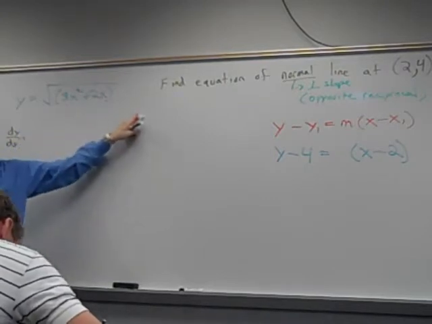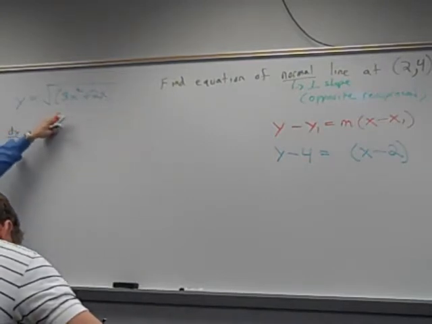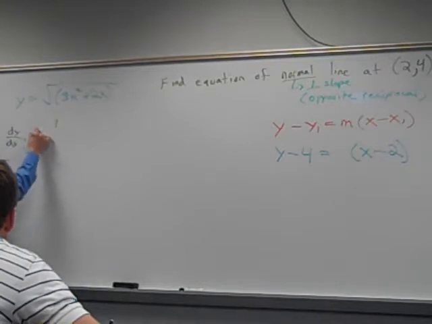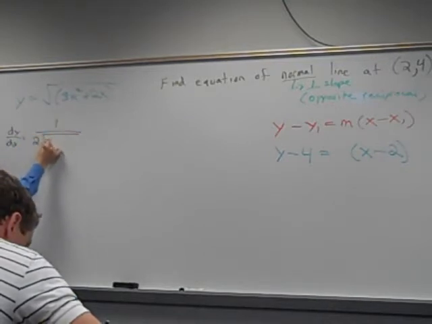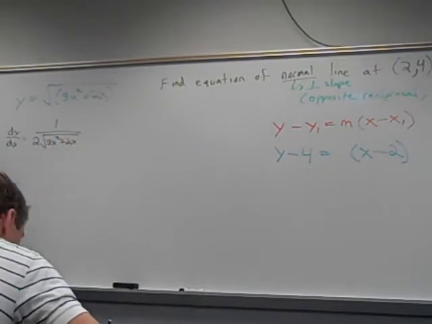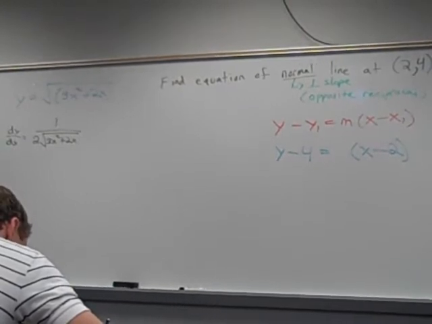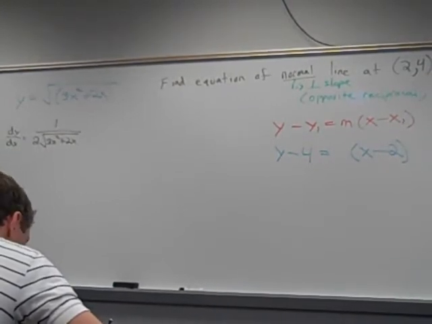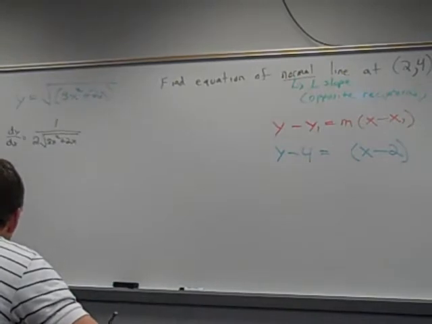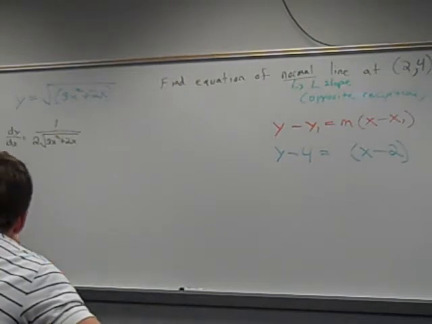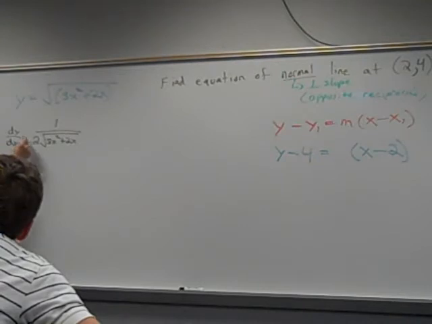So I need to use the chain rule. The derivative of the square root is 1/2 times... right, so it's 1 all over 2 times the square root of the inside. Well, we can use the power rule, right? I think of this as 3x squared plus 2x to the 1/2. That turns into 1/2 times 3x squared plus 2x to the negative 1/2. And that goes here, okay?